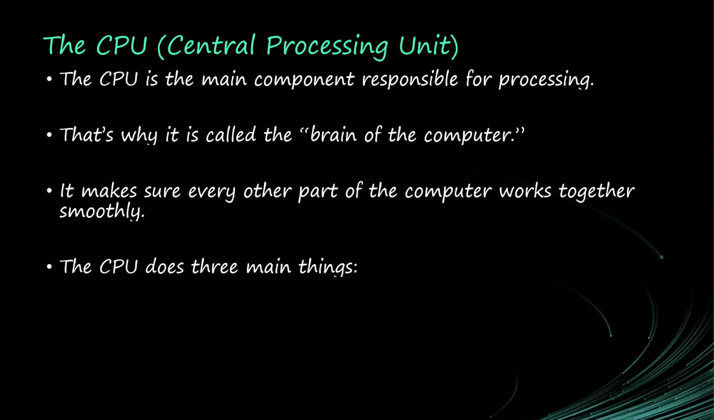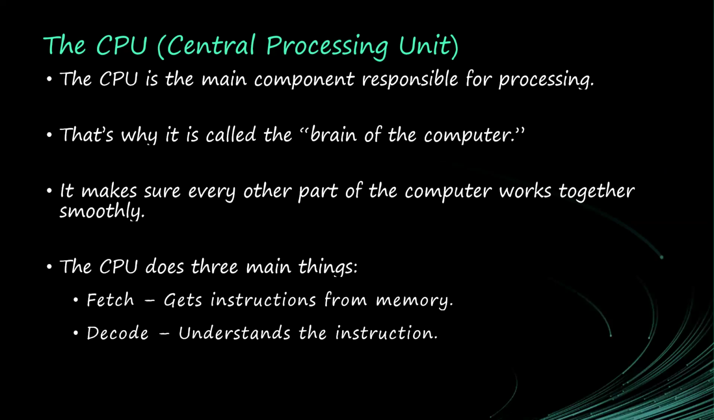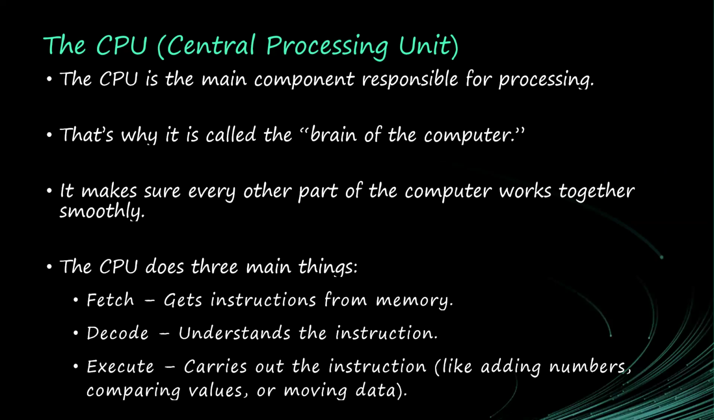The CPU does three main things. It will fetch the instruction from memory. All right. It will decode the instruction and then it will execute or carry out the instructions like adding numbers, comparing values, or moving data.